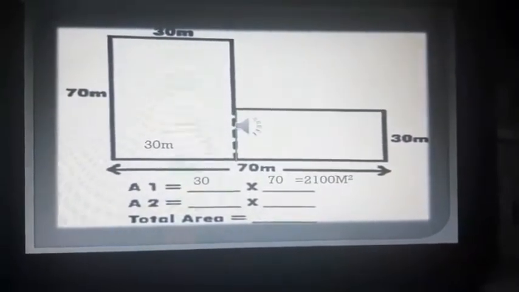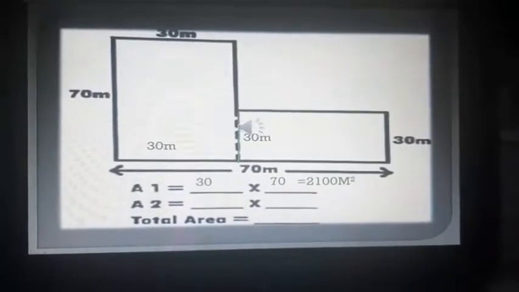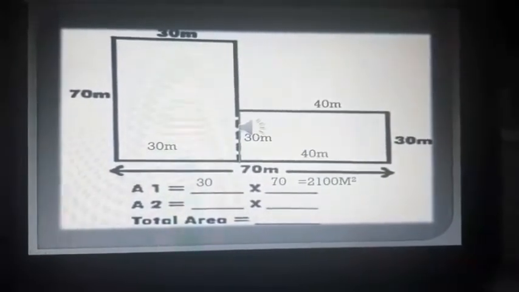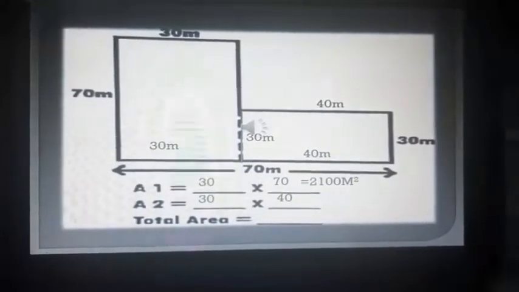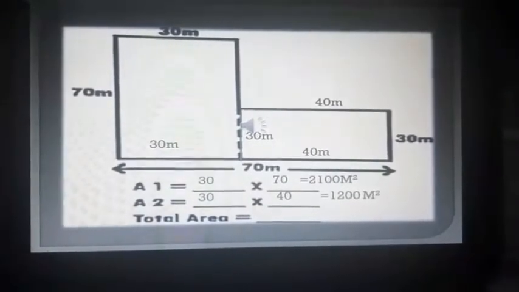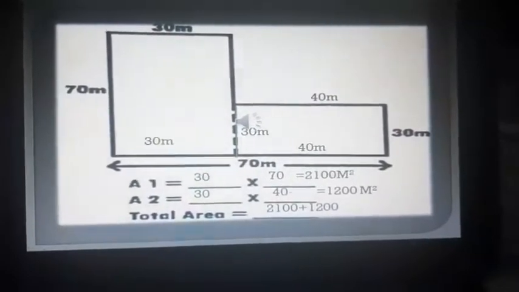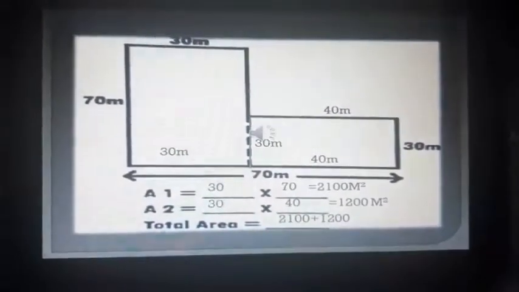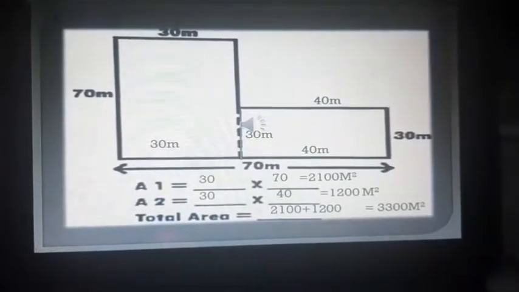The second area, make times between 30 and 40. Okay, so 30 times 40, I drop the 2 zeros and 3 times 4 equals 12. To get the total area, make plus, yes. And the result will be 3,300 meters squared.